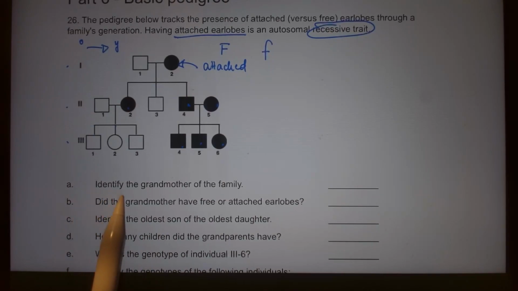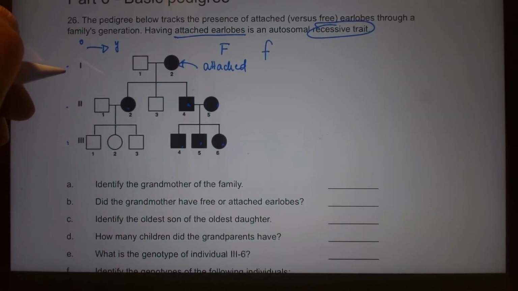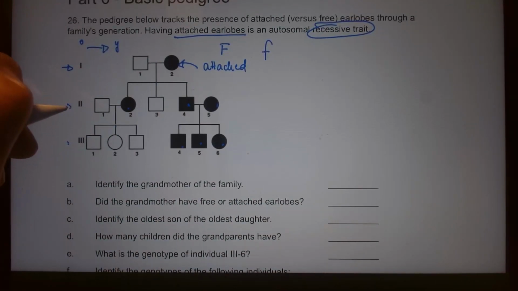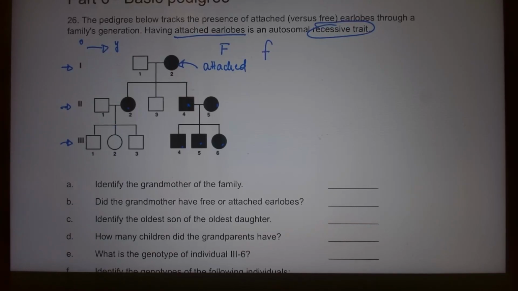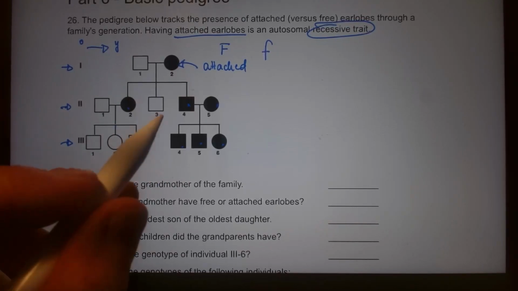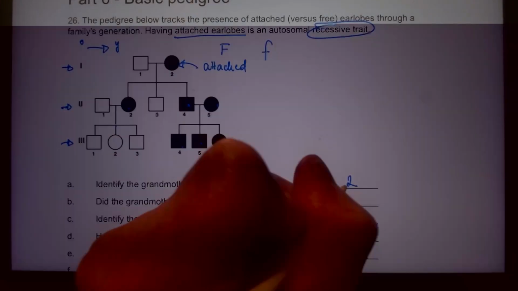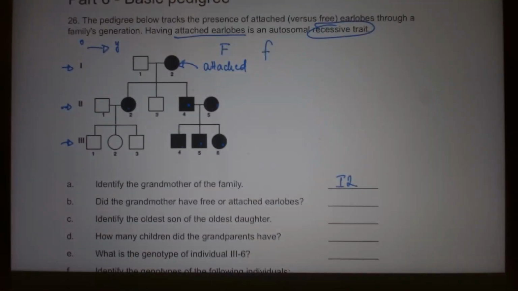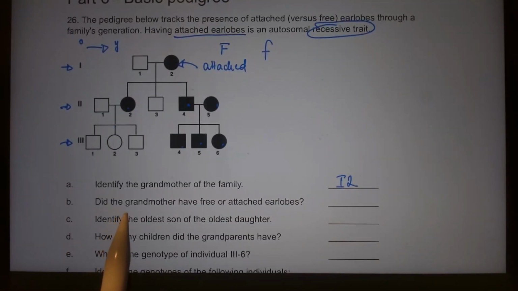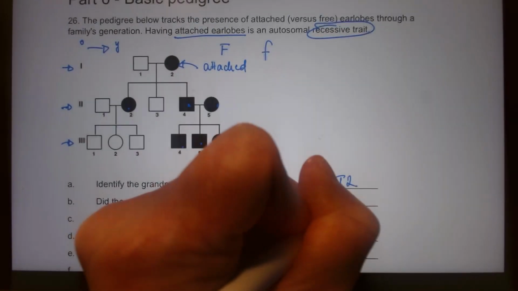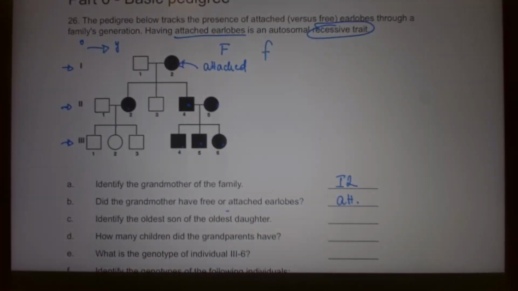Now first it's asking about the grandmother of the family. This is the first generation, the grandparents, then parents, and kids. Grandmother is a circle, so it's going to be generation 1, number 2. Did the grandmother have free or attached earlobes? The grandmother has attached earlobes because it is colored.